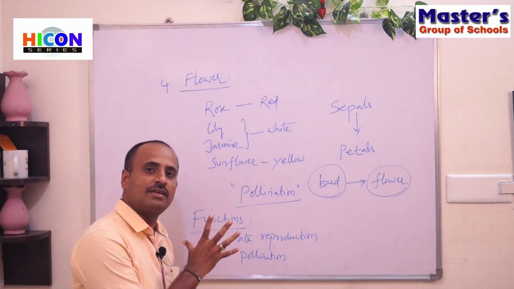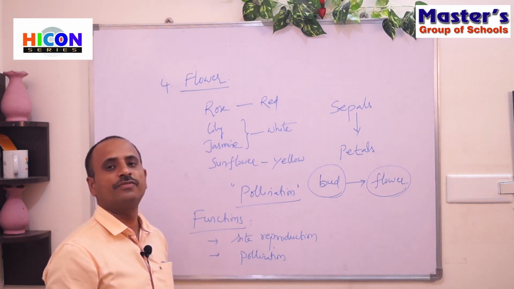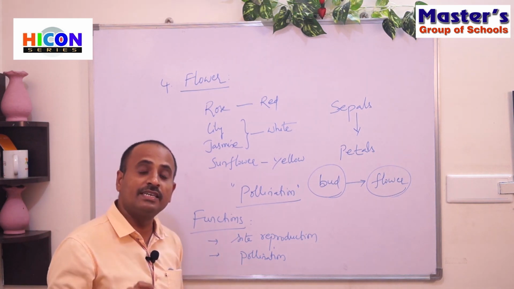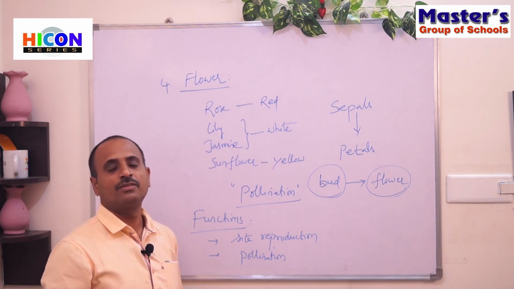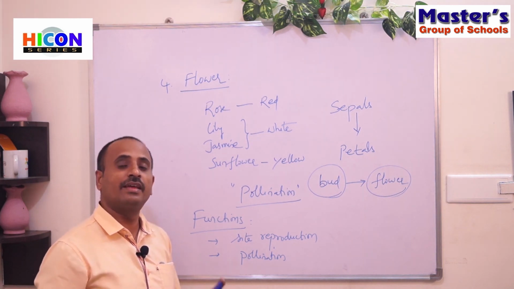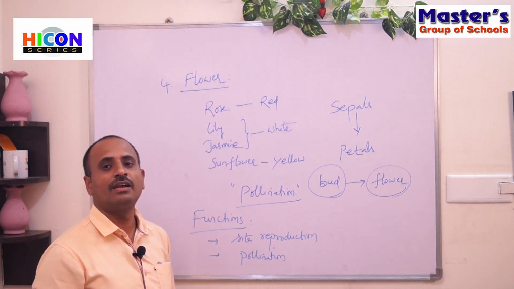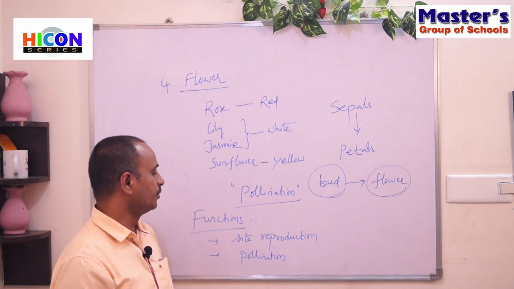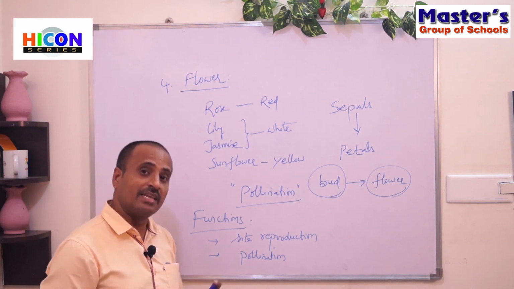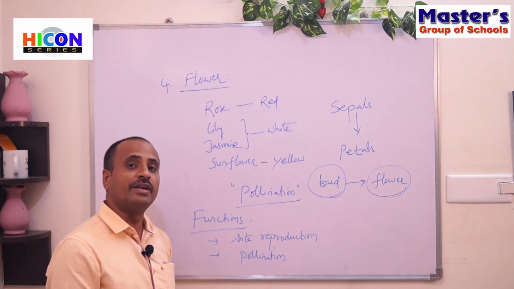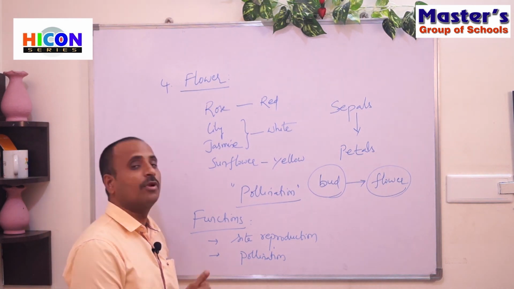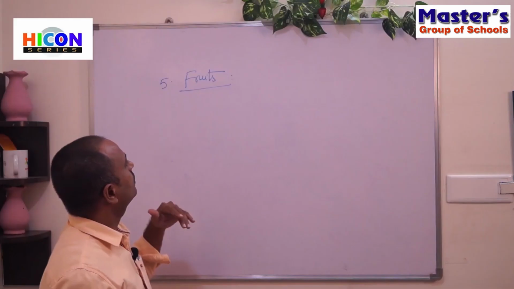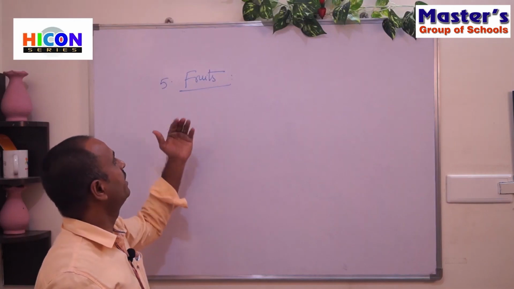The first one is that it is a site of reproduction where reproduction takes place in the plant, and it will attract the insects. Flowers attract the insects by their colors and by their smells, and when insects fall on them, then pollination takes place. Due to pollination, fertilization takes place. Due to fertilization, the reproduction takes place here. So this is about flowers. The next part in the plant is fruits.